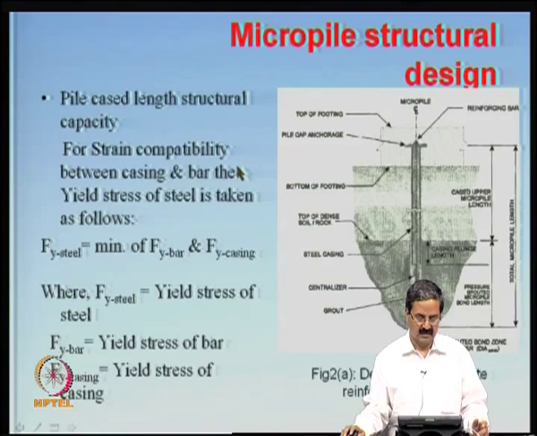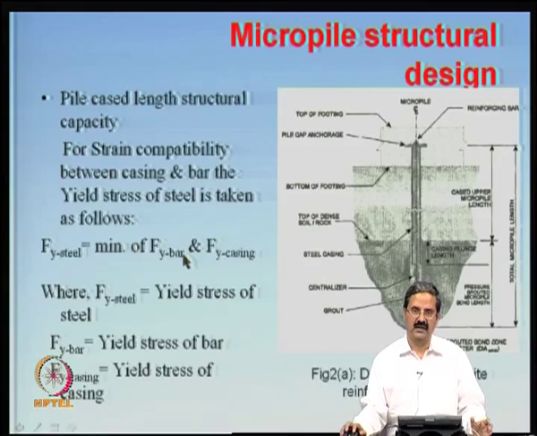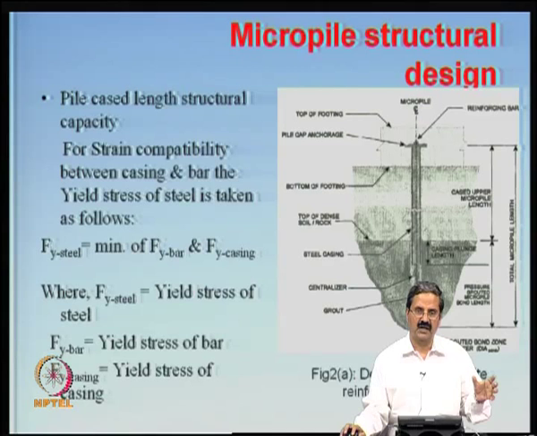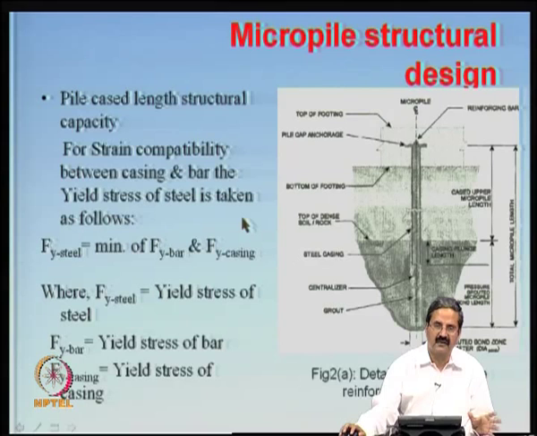In the case of structural design, as we normally do in pile design, we calculate the structural capacity of the pile. Structural capacity of the pile is calculated, geotechnical capacity of the pile is calculated, and whichever governs the design, you take it appropriately. So we have to ensure that there is enough friction available, and the structural capacity is also calculated. And how do you calculate the structural capacity?